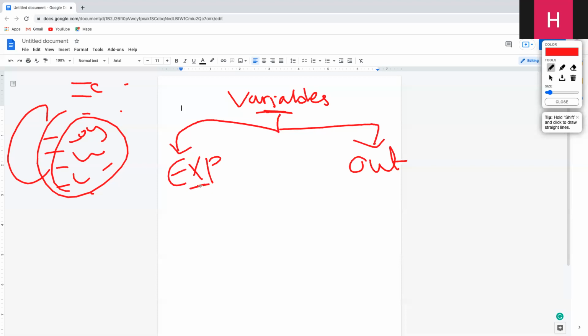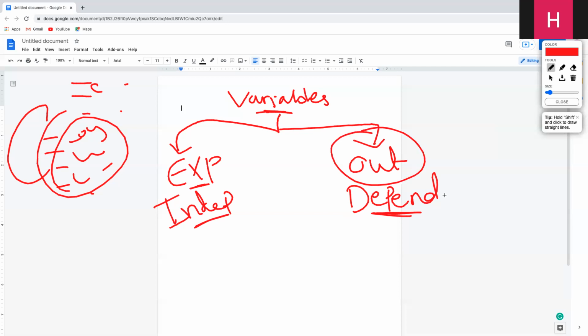The other name for the exposure is independent. The other name for the outcome is dependent. When we are kids, our kids are dependent. Why are they dependent? They are depending on us, right? When you grow up, after 18 or whatever, you become independent. You're not depending on your parents to support you. So the outcome, we call it the dependent variable.